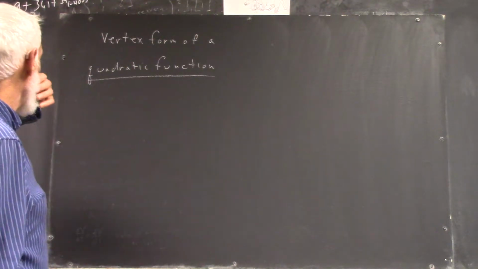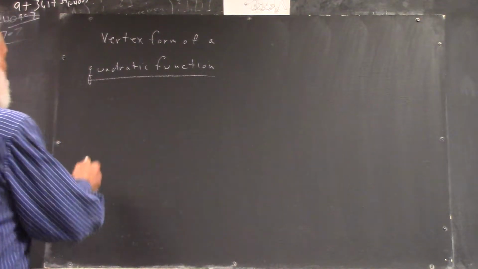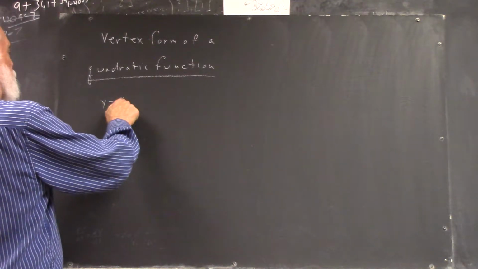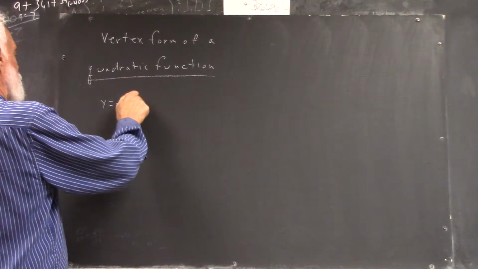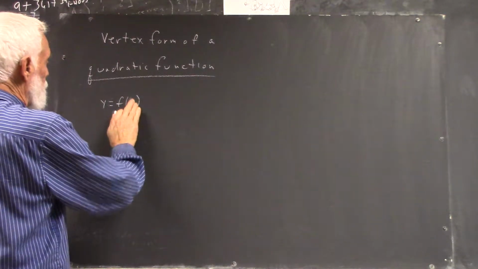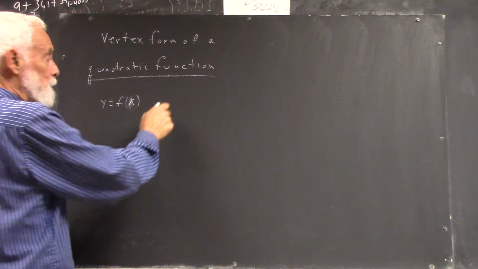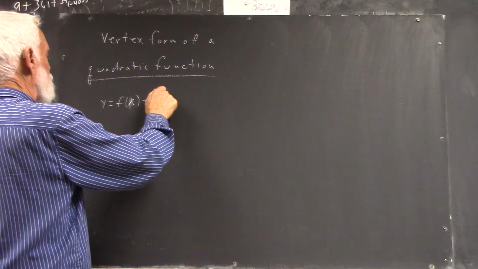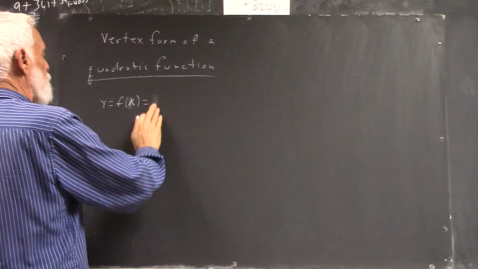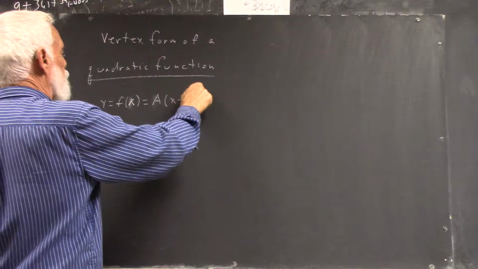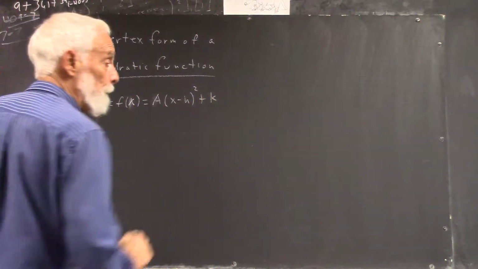What's its vertex form? Well, the vertex form is, and decide whether to write a t or an x, f of x equals a times x minus h quantity squared plus k.